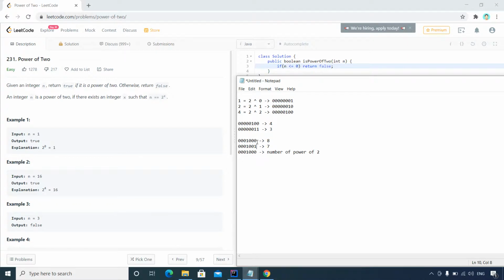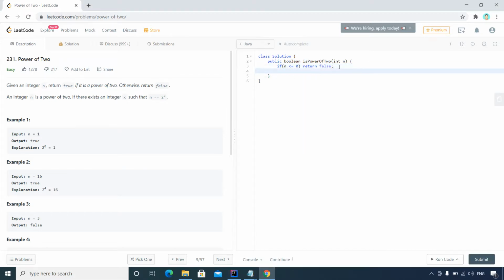So we should subtract 1 from this number and make an AND operation using the AND operator. If the answer is 0, then it means the number is a power of 2. So we just return n AND n minus 1 equals to 0. So if it equals 0, it will be true, otherwise it will be false.